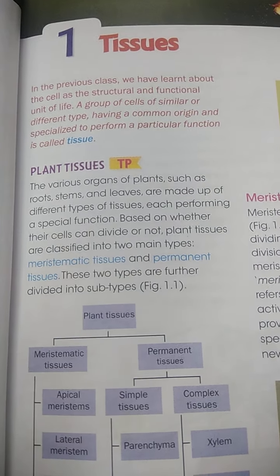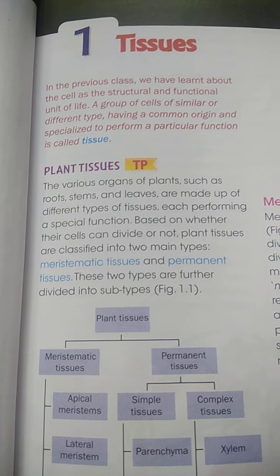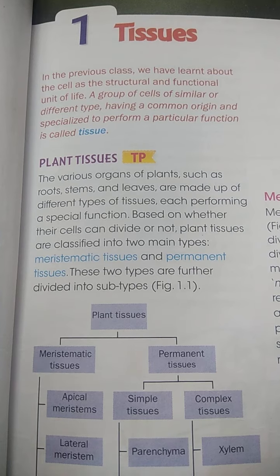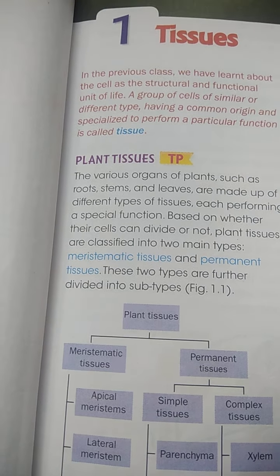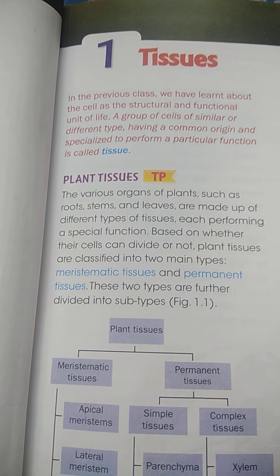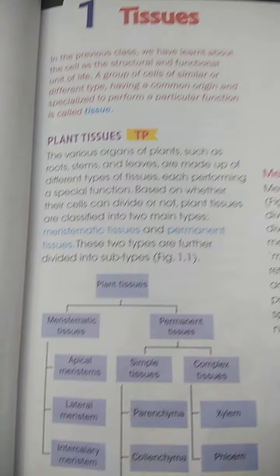Today we'll start chapter 1, Tissue, and the tissues are of two types: plant tissues and animal tissues. We know that a group of cells of similar or different type having a common origin, meaning the same origin, and specialized to perform a particular function, is known as tissue. So let's start with plant tissue.